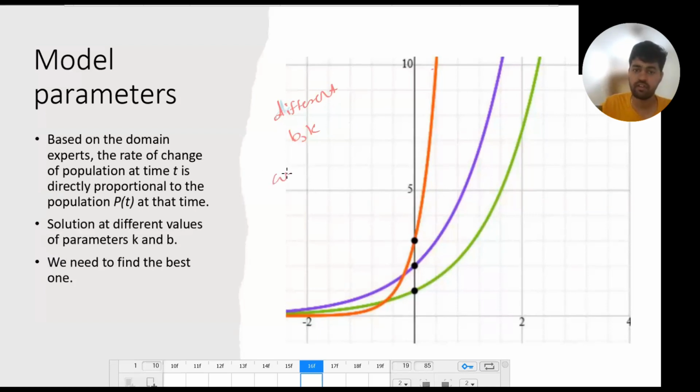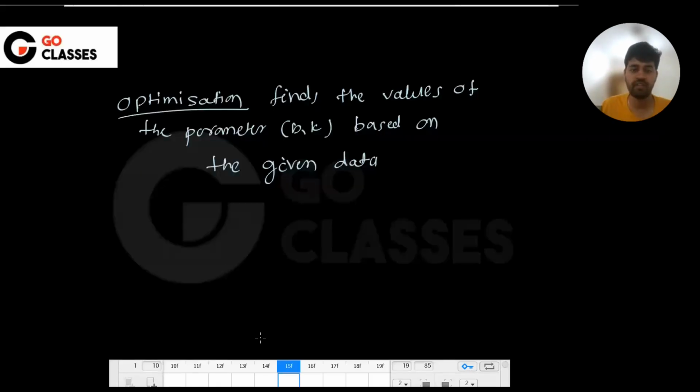We have to find the best curve. Again, best curve based on our data. So our data is that at time t equal to 0, the population is 10, and then at time t equal to 5, the population is 20, somewhere over here, right? That is the data that we have. So for every setting of parameters B comma K, there are certain graphs, and we will use optimization to basically solve for that given data, right? So let's do that now.